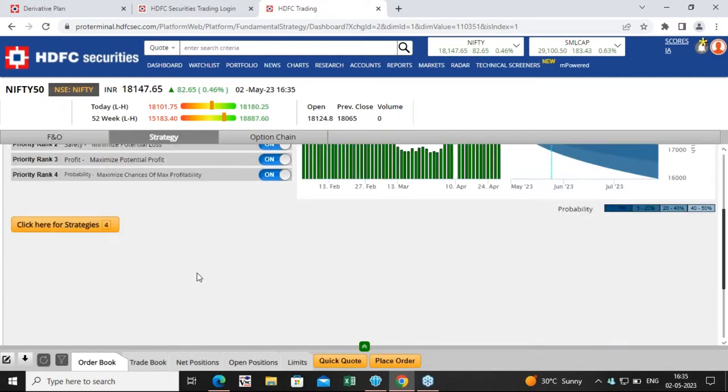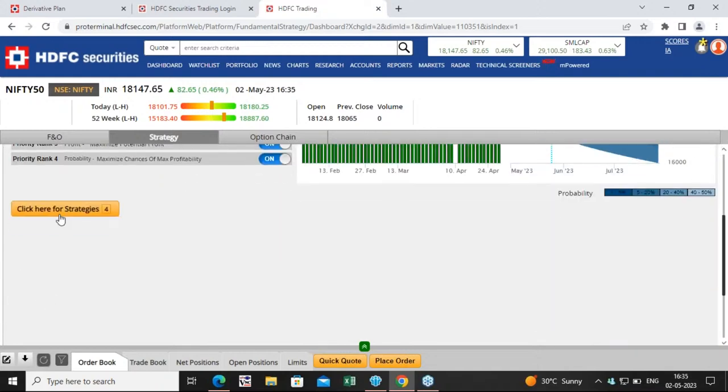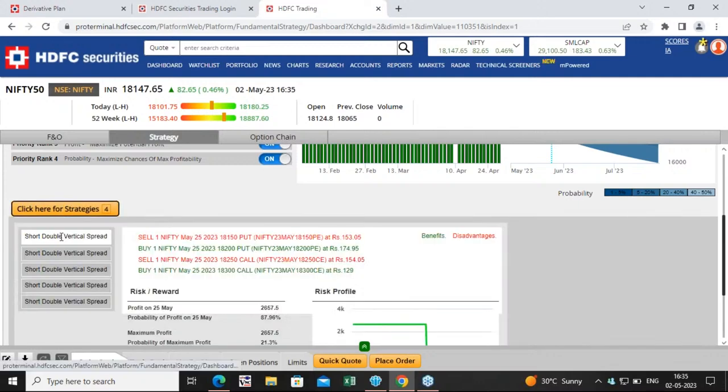I have set my priorities. Now I will click here for strategy. When I click here for strategy, the system makes all the combinations and provides you five different strategies. Here it is showing short double vertical spread, short double vertical spread, but your strike price would be different. As per your margin convenience, आप यहाँ पे position ले सकते हो, ठीक है? सबका strike price यहाँ पे अलग है, आपके margin के ऊपर depend करता है कि आप कितना ले सकते हो.